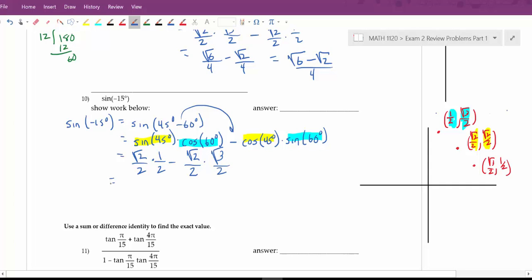Okay, and then you're going to have a very similar looking answer. This is square root of 2 over 4 minus square root of 6 over 4. So the final answer would be square root of 2 minus square root of 6 all over 4. And that's it. So if you know the identities, know your unit circle, those aren't too hard to do.